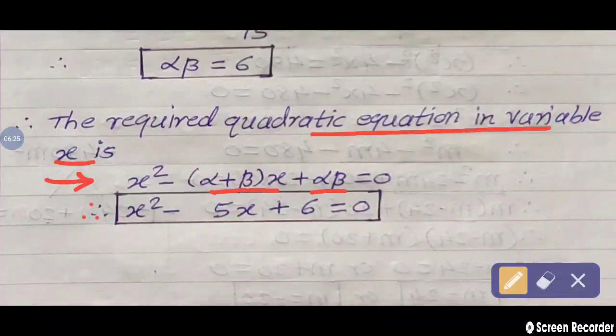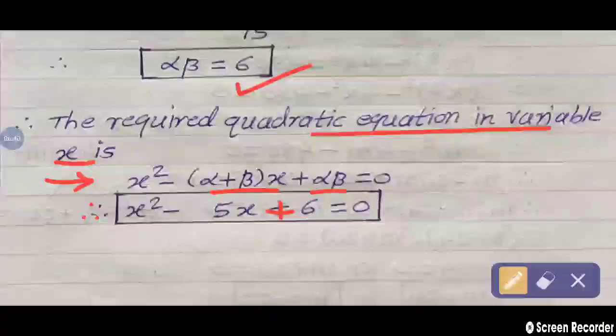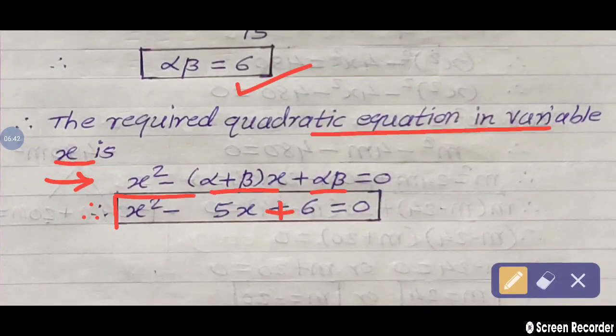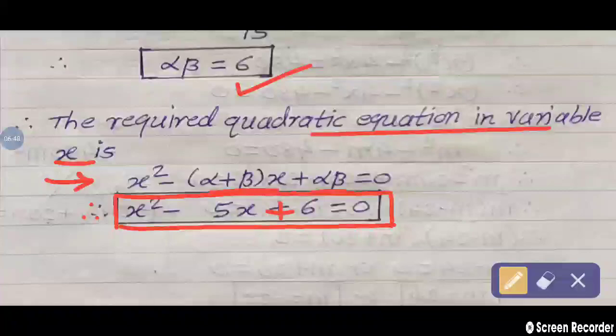And therefore, x square minus the value of alpha plus beta, which is 5, so minus 5x plus the product of the roots, which we found in the above step, that is 6. So we are making the addition here, so plus 6. So here the equation is formed. We are framing the equation. We are finding the equation, that is x square minus 5x plus 6 is equal to 0.